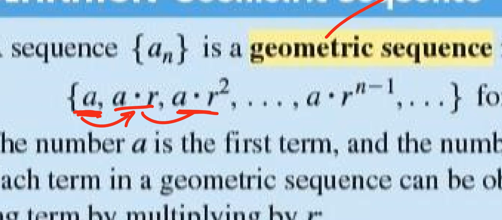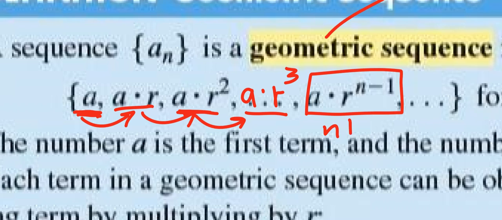Now, multiplying by R twice is the same thing as multiplying the original value by what? R squared. Can you tell me what you think the fourth term would be? A times R cubed, right? Because to get to that place, you would multiply by R again. This pattern can continue a long way down the road, and somewhere out there is what they call the nth term. In other words, this is a formula.